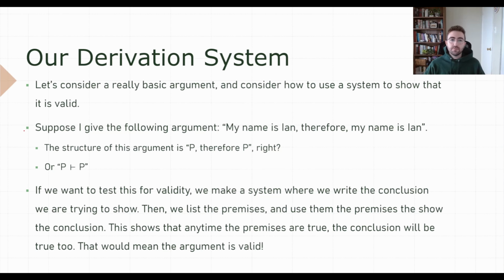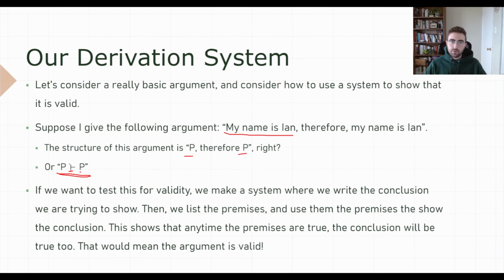So suppose I give you the following argument. It's going to be very simple. I say, my name is Ian, therefore my name is Ian. Well, the structure of this argument is just P, therefore P, right? That's all the structure is. We substitute in "my name is Ian" for P, and then we see the argument is of the form P, therefore P. And we write this out in our system as P with a turnstile P.